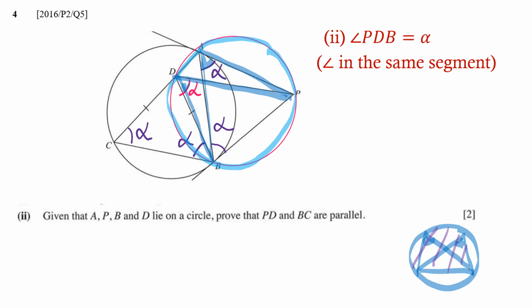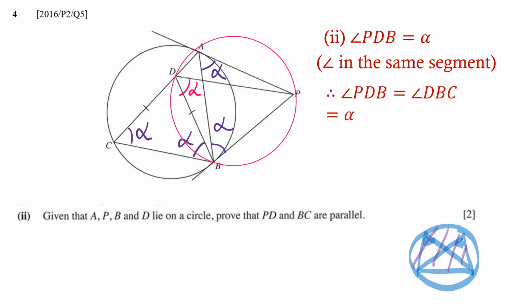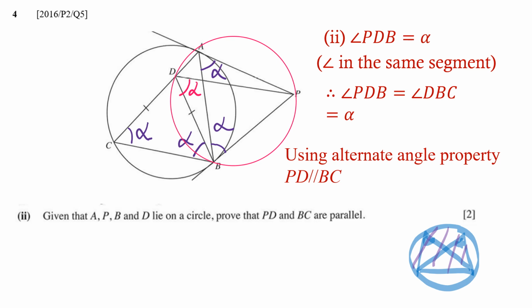And if that is the case, what is the conclusion? Yes, the conclusion is your PDB is equal to DBC equal to alpha. So therefore, using the alternate angle property, your PD is parallel to BC. Alright, so that's how we prove it.